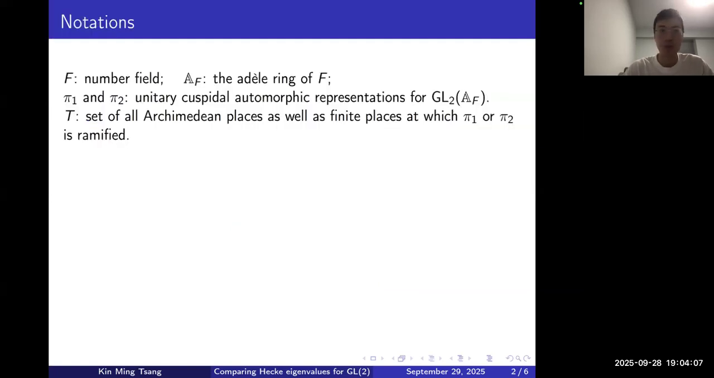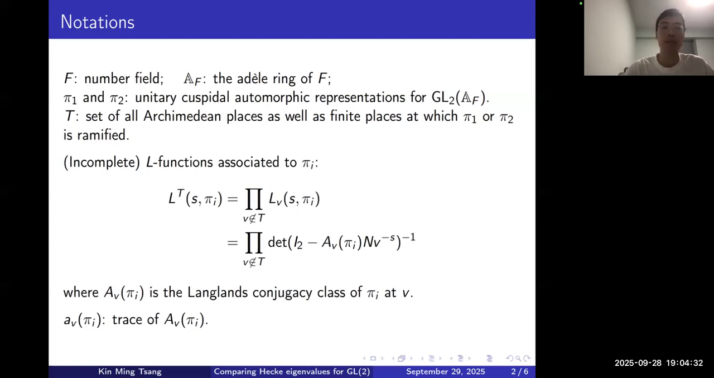So let's start with notations. Let F be a number field, A_F be the adele ring of F, and π1 and π2 be unitary cuspidal automorphic representations for GL2. Let T be the set of all Archimedean places, as well as some finite places of F at which π1 or π2 is ramified.